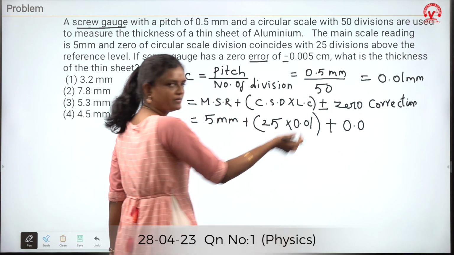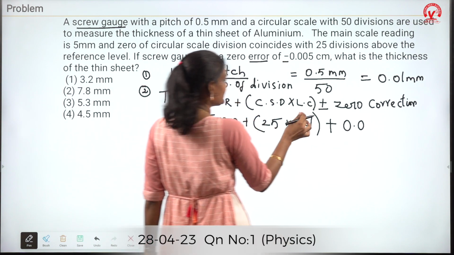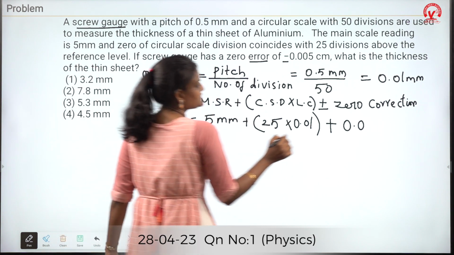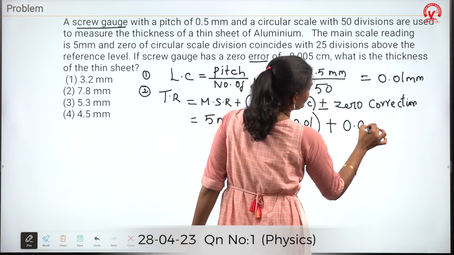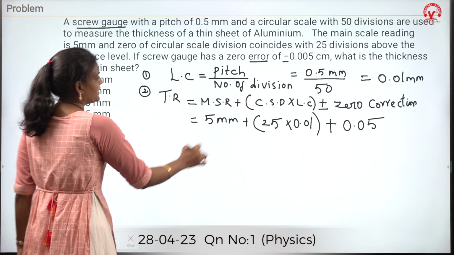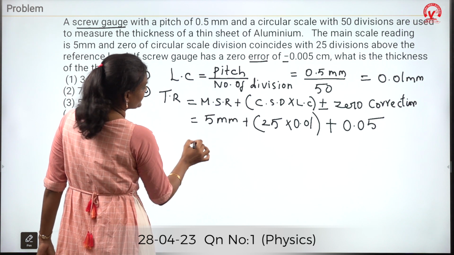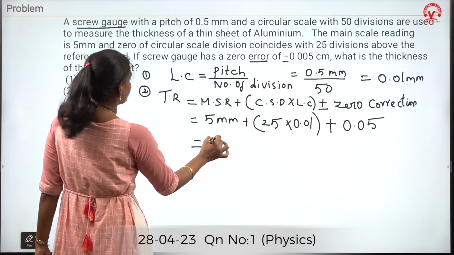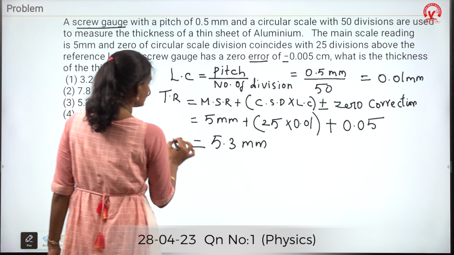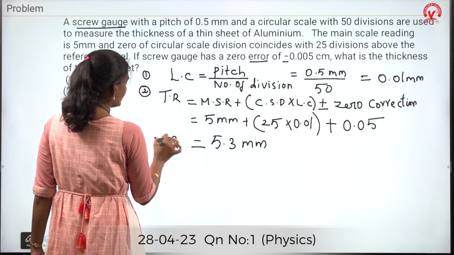So positive correction is 0.005 centimeter. We need to calculate this in millimeter, since this reading we are getting in millimeter only. So 0.05 millimeter. Now when you are substituting this, you will get the answer 5.3 millimeter. The total reading is 5.3 millimeter.